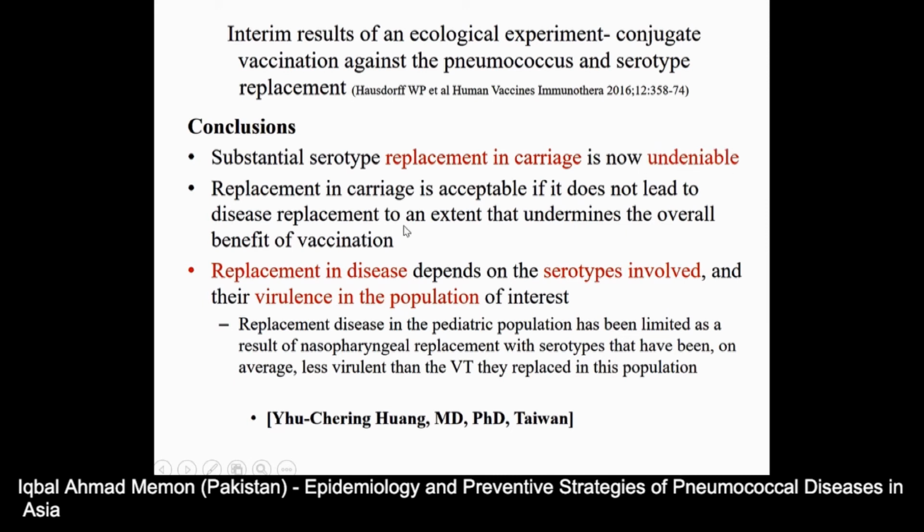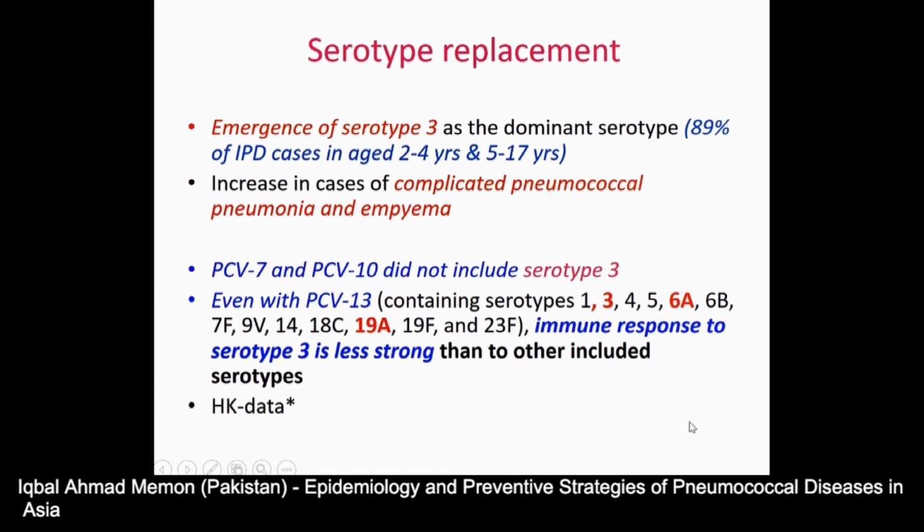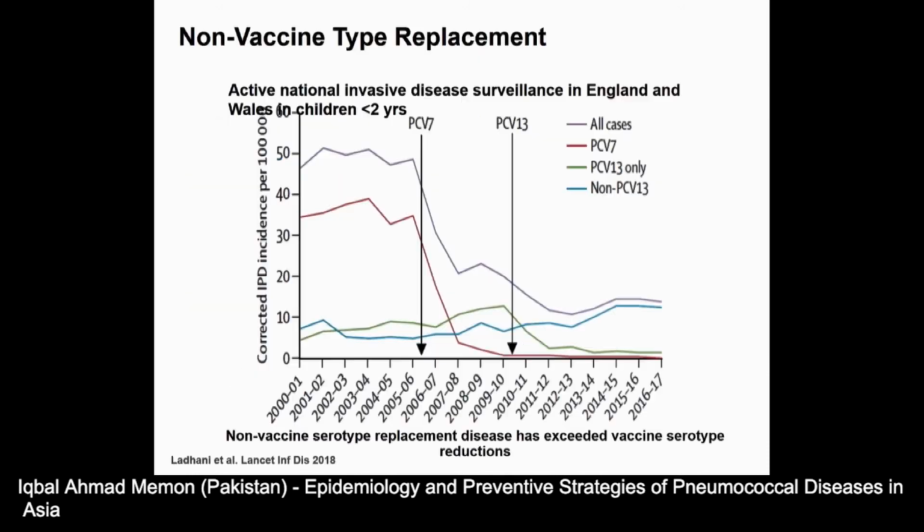So I think that as a blockage or as a hindrance or as a challenge that is coming up, and therefore replacement disease depends upon what serotypes are involved with the prevalence in the population, and the very well known our Taiwanese friend who presented this data. Serotype replacement, emergence of 3 as a dominant serotype of IPD in ages 2 to 4, 5 to 17. This is Hong Kong data, and PCV10 and 7 did not include 3, but 13 has included 3, and immune response to type 3 is unfortunately not as strong as against other serotypes.